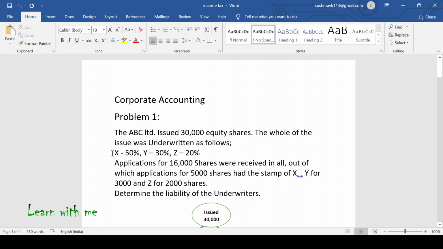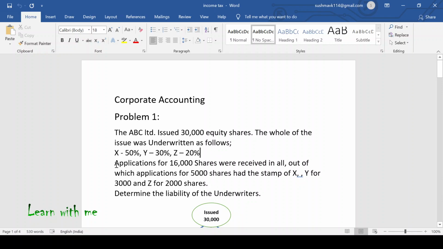So let us see how much each underwriter has underwritten. It tells that X underwrote 50%, Y underwrote 30%, Z underwrote 20%. See guys, if they have given the percentage, it will be very easy for you to calculate. And if they have given the ratio, never mind, it will also be an easy one. I'll be showing how to convert the ratio and solve the problem, and also how to solve with the percentage. So in this problem number one, you can understand how to solve the sum with the use of percentage and also with the ratio.